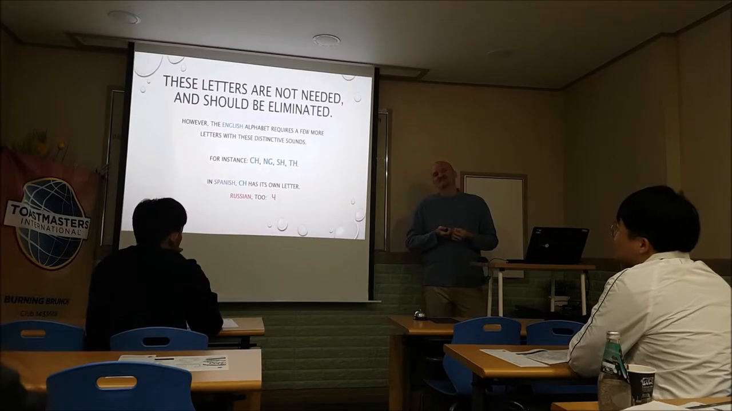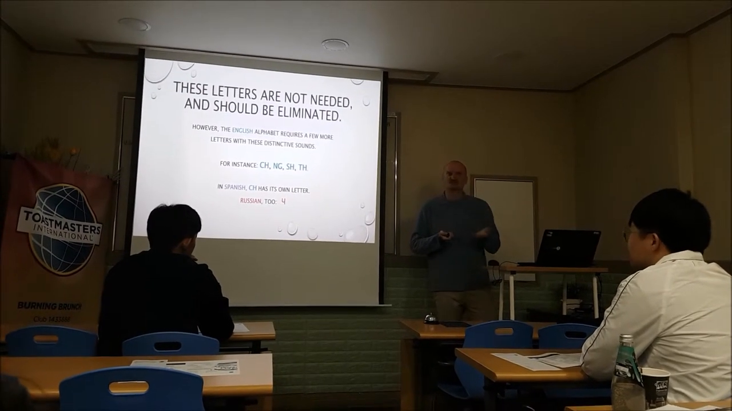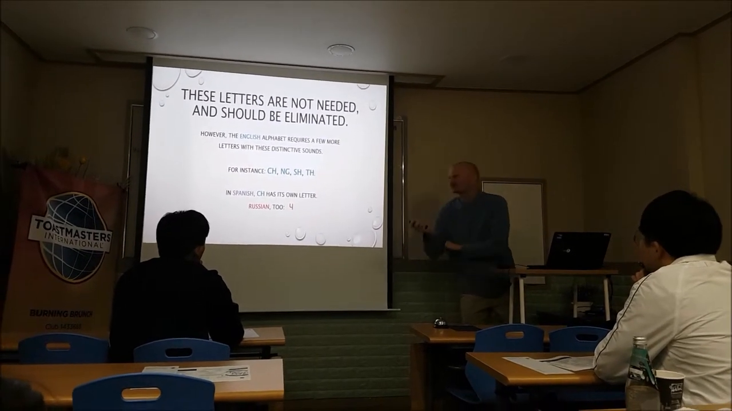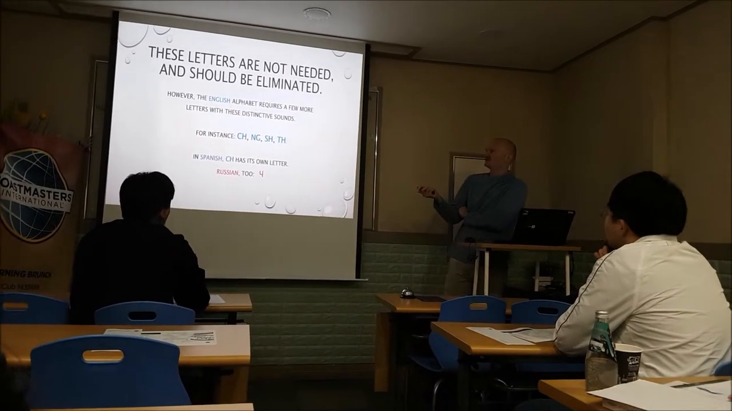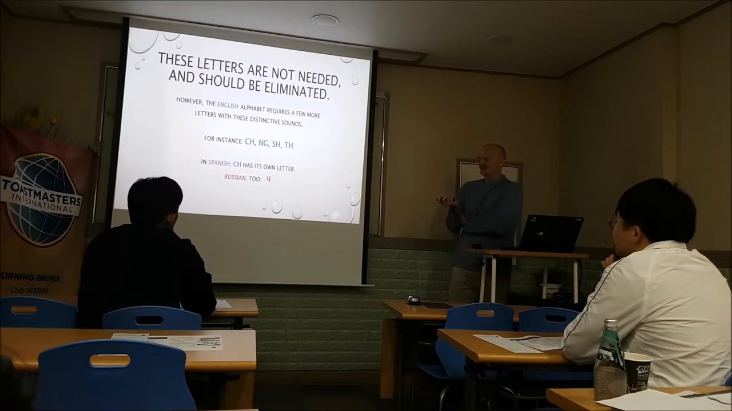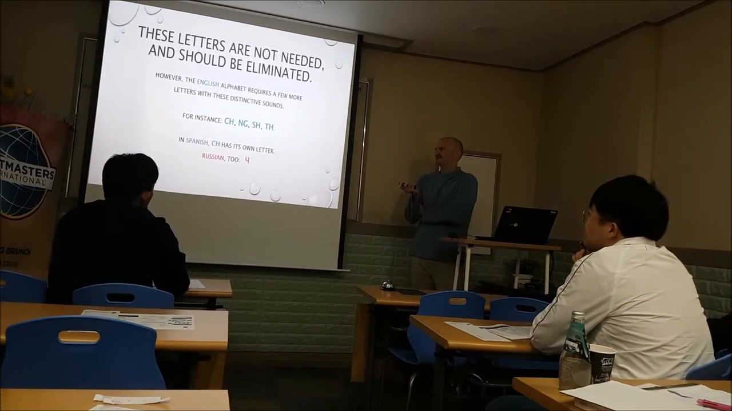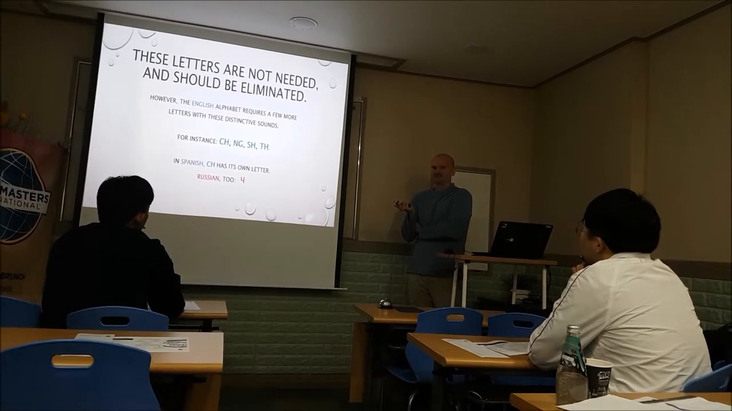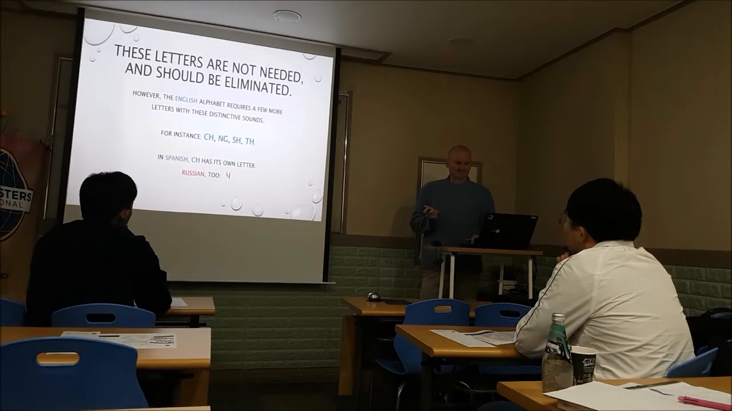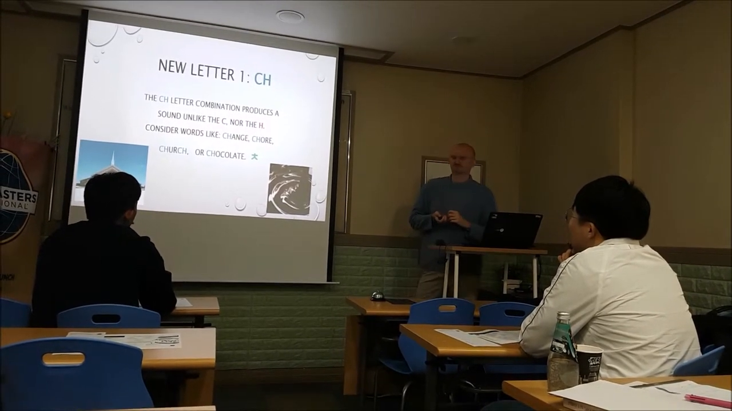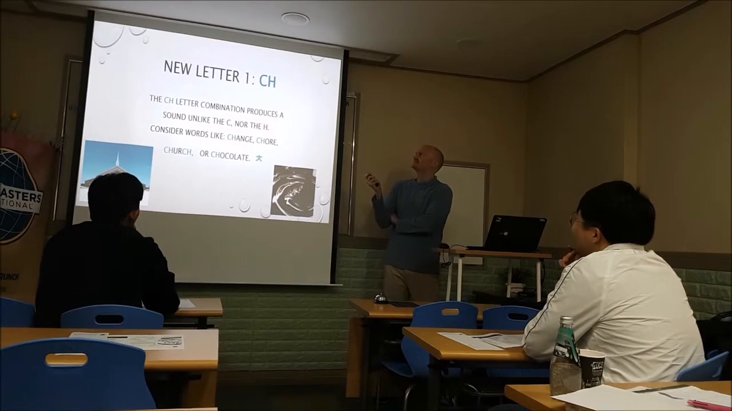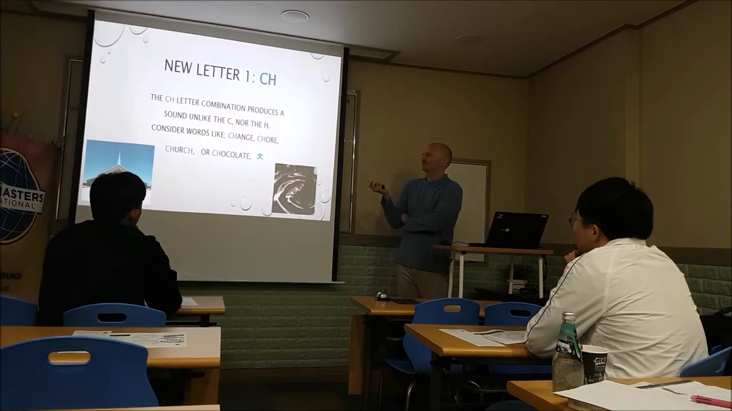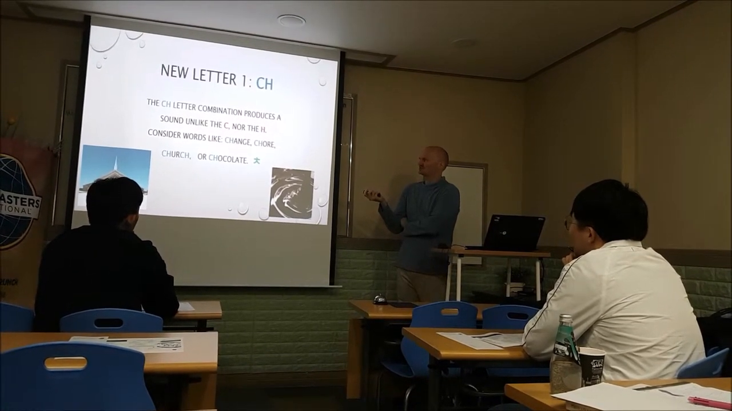So, the previous letters, C, Q, and X, we don't need them in English. However, the English alphabet could use new letters with these sounds here: ch, ing, sh, th. In Spanish, ch has its own letter in the alphabet. Russian gives it this symbol here. This is a ch sound. New letter, ch. It combines C and H, but it doesn't give that sound. Consider the words change, chore, church, or chocolate.